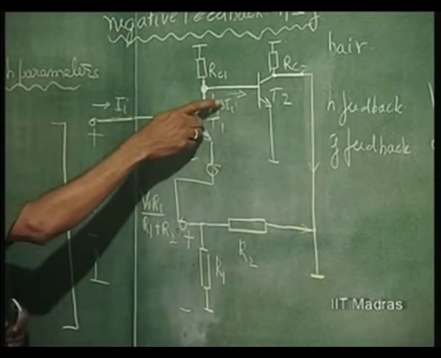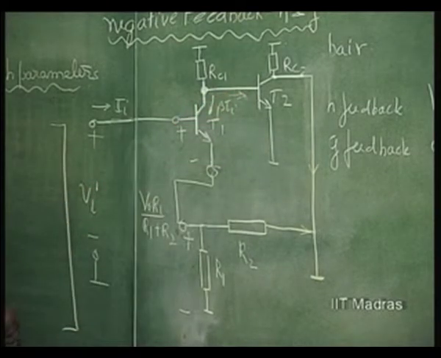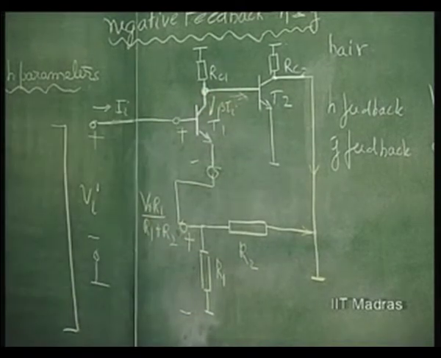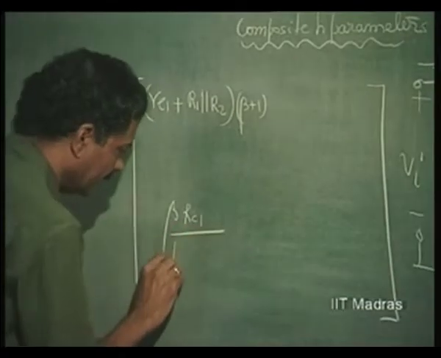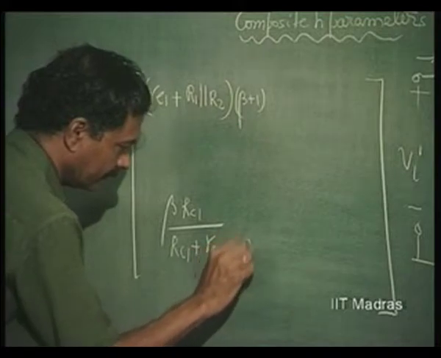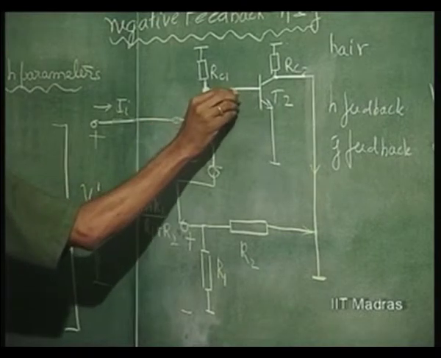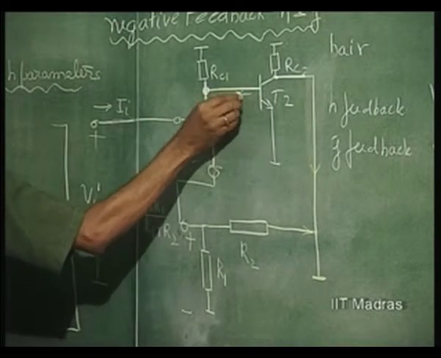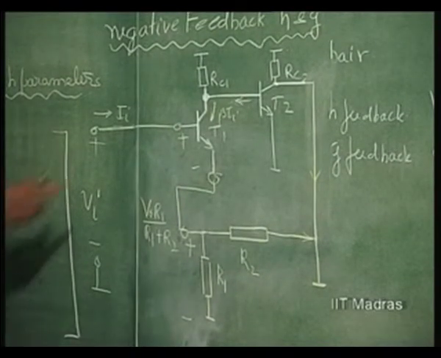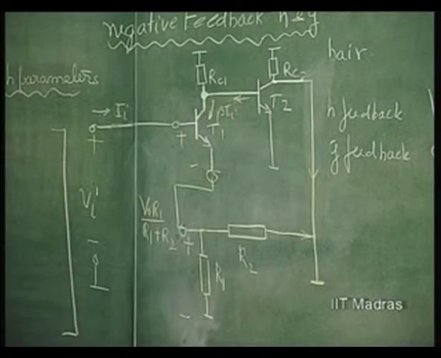Then the current is going to split between this resistance and the resistance seen from here. The resistance seen from here is Re2 into beta plus 1. So it is going to get reduced by Rc1 by Rc1 plus Re2 into beta plus 1. That is the current that is going to be pumped into this in this direction. This is the current now. That is again going to be multiplied by beta, so we get beta squared.